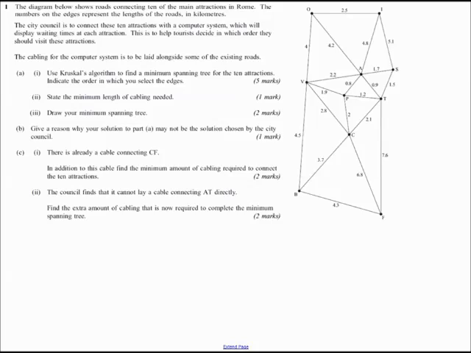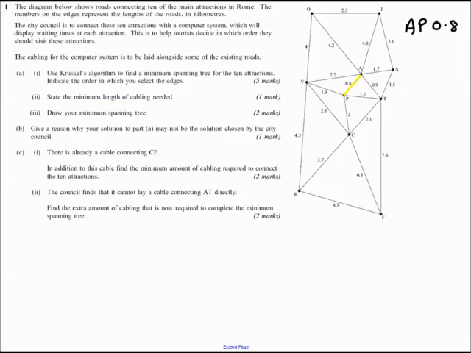Question A, 1. Use Kruskal's algorithm to find a minimum spanning tree for the 10 attractions. Indicate the order in which you select the edges. So, first things first, let's identify the edge that has the least weight. Looking at it, that's going to be AP. So, AP, which is 0.8.